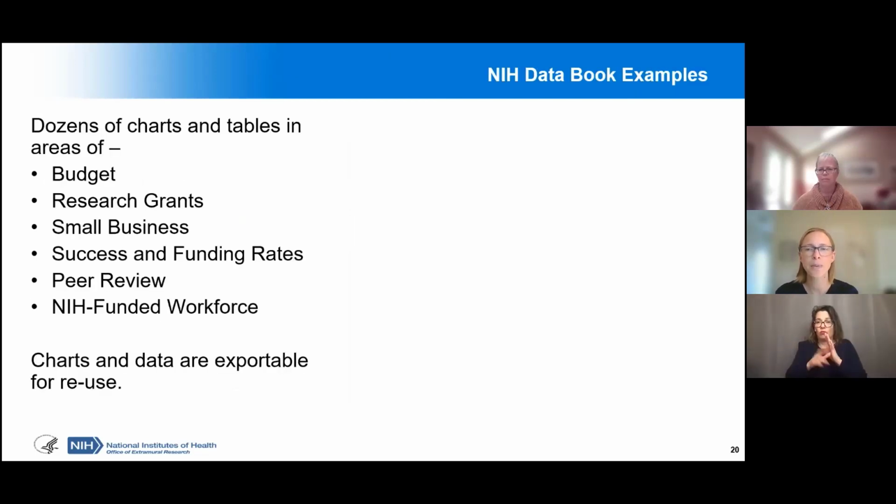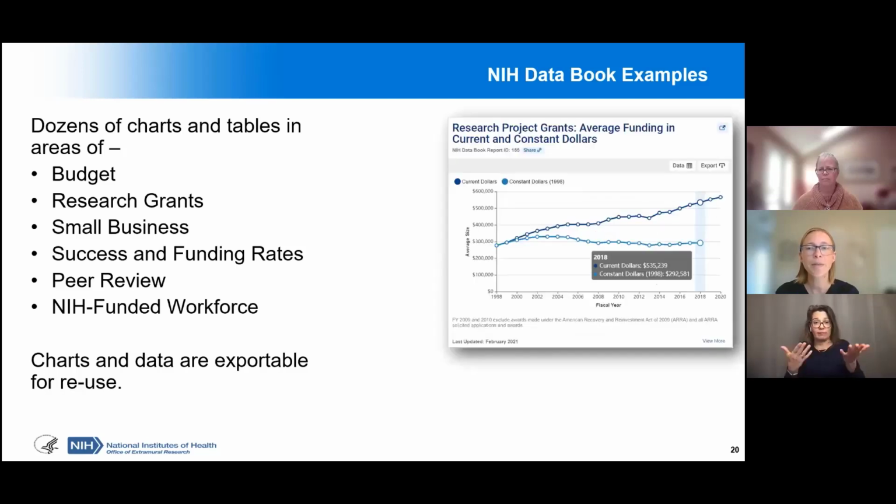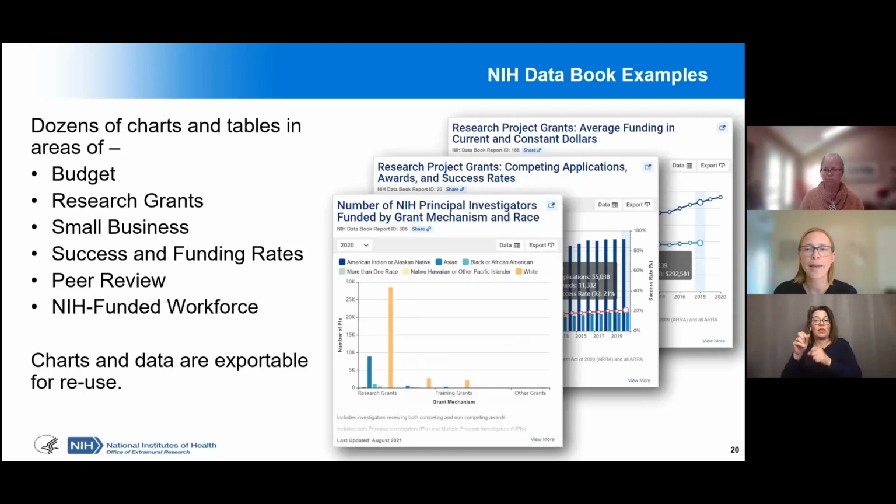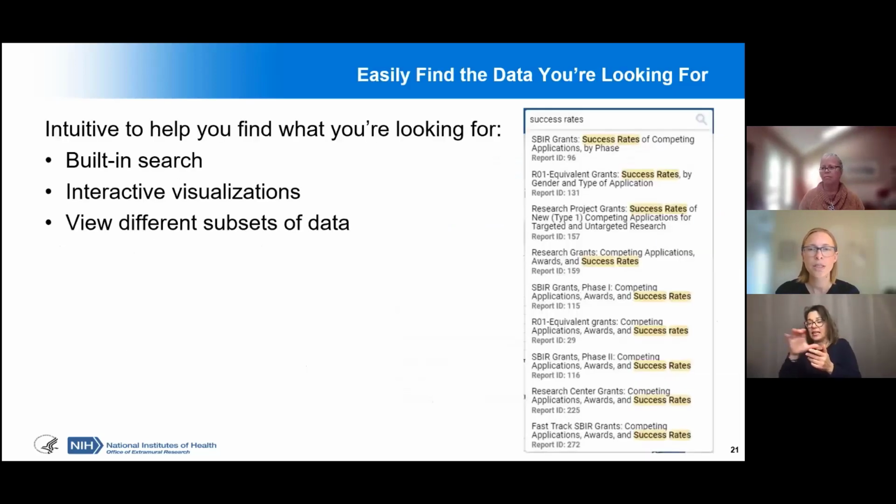Here are just a few examples of the trends and statistics you can find here, from the average funding amounts awarded to research project grants, to success rates for different types of grants, to summary data for the number of PIs by race, ethnicity, and disability. Just type a keyword into the search to easily find the data you're looking for.